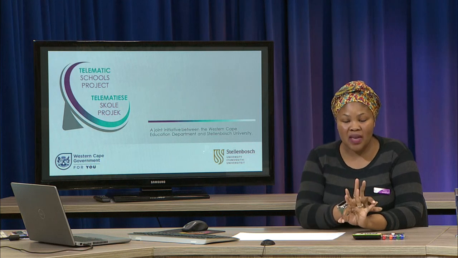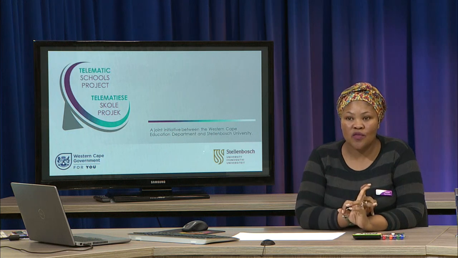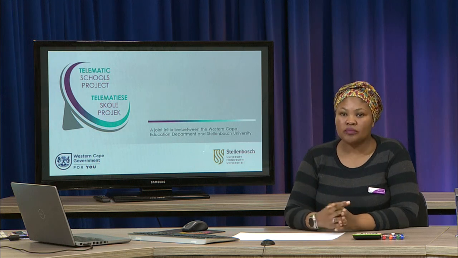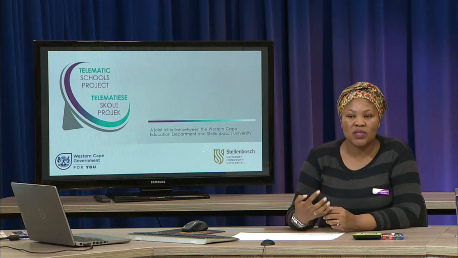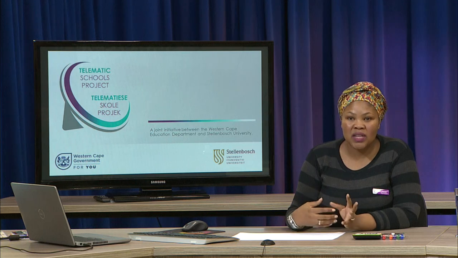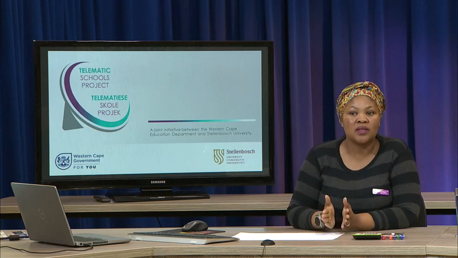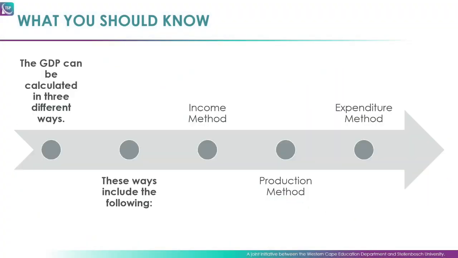So PIE, P standing for production, I standing for income, and E standing for expenditure. Earlier on, I think it was term 1, we used those three methods to calculate the GDP figures. Just to quickly remind everyone, the GDP can be calculated in three different ways. These include your income method, your production method, and also your expenditure method.